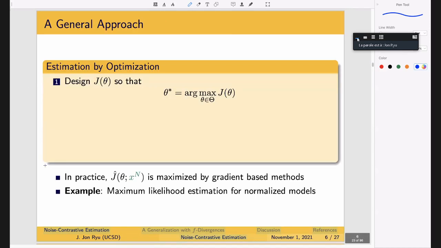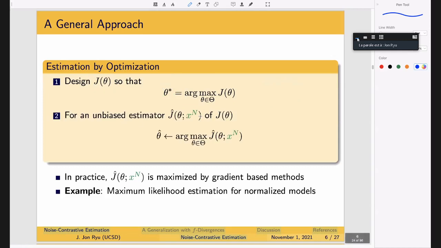With this notion, let me first introduce a general approach of this noise contrastive estimation principle. We are going to do the estimation by an optimization approach. What I mean by that is, we are first going to design some objective function J theta such that the desired parameter theta star is the argmax of J theta. So if you optimize J theta, you can recover the desired parameter.